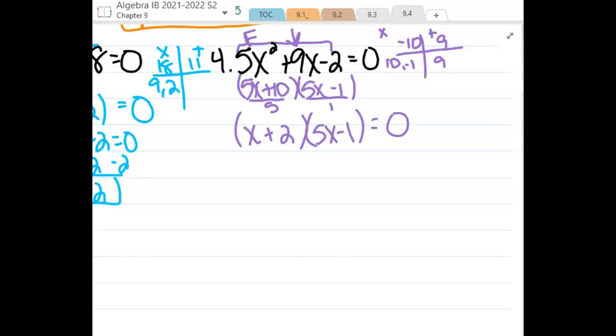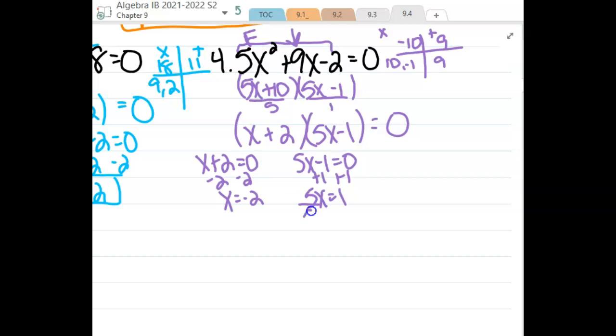All right, it's set equal to 0. It is a product, so I'm multiplying two things together, and I'm getting 0. The only way that's possible, either x plus 2 would have to be 0, or 5x minus 1 would have to be 0. So to solve this one, subtract 2, x could be negative 2. Solve this one, it's going to be a two-step equation. So we're going to add 1. So 5x equals 1. Divide by 5. So x could also be 1/5. Notice you've been getting two answers every time.